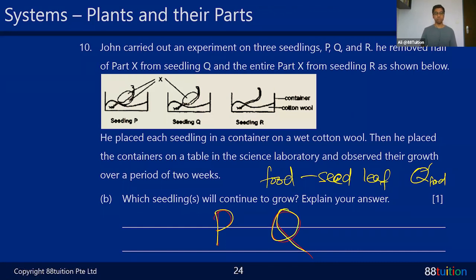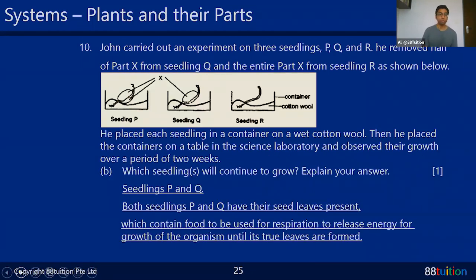Is that the answer? Can I move on? Cannot. I only wrote P and Q. I only get half mark. Half mark lost because you didn't explain your answer. So how to explain? Only P and Q have the seed leaf, which contains the food to be used for respiration. You can see the answer is long, so long.